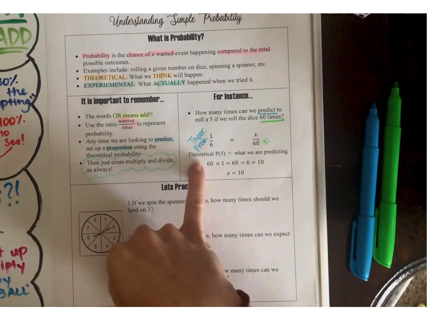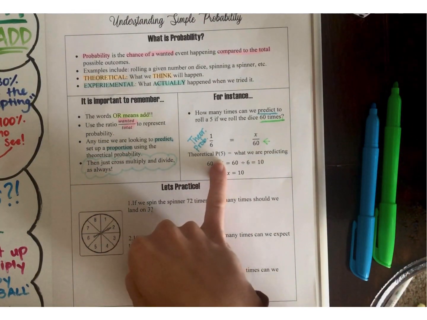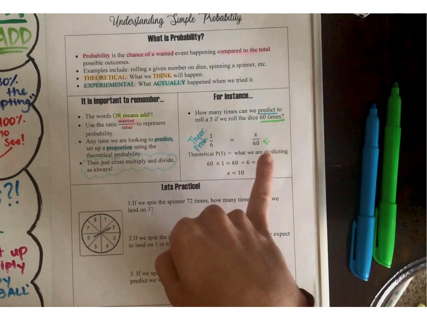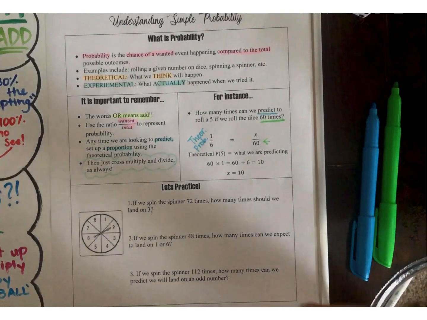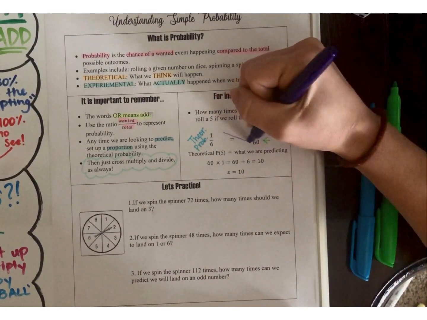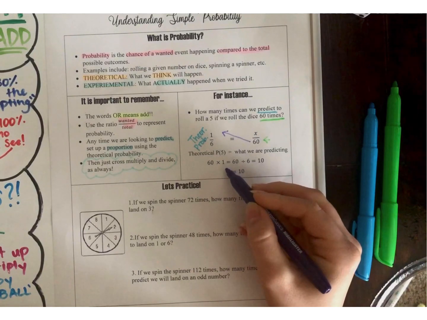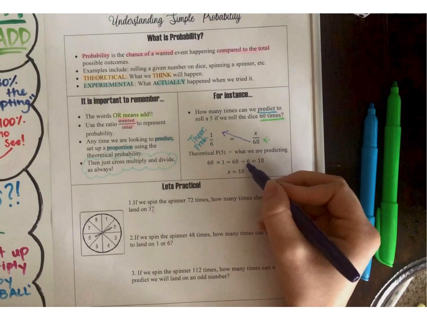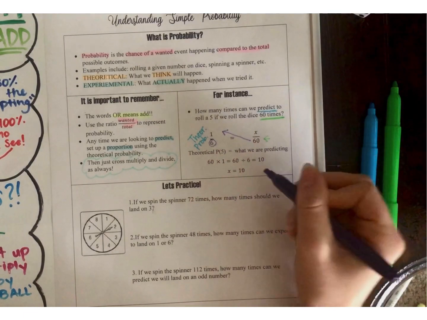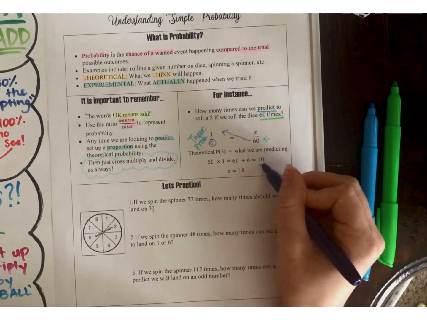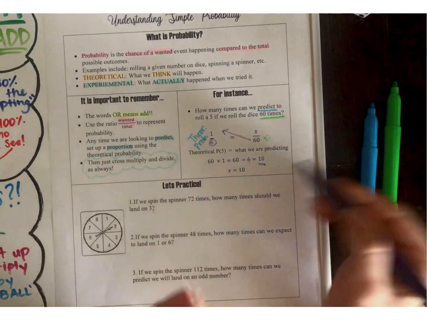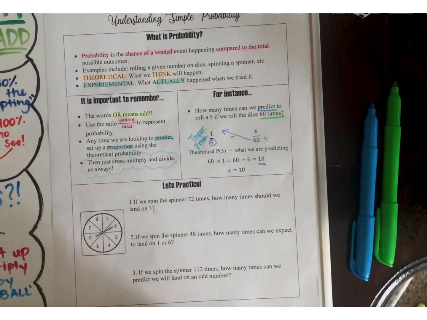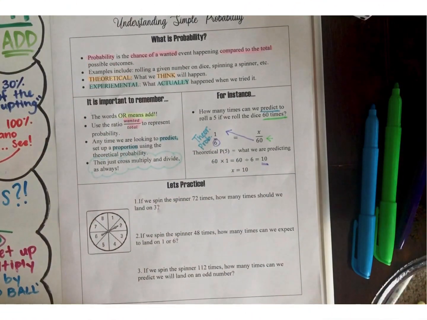Right, so here I have it written out. Theoretical probability of 5 equal to what we are trying to predict, okay? Then we cross multiply. We will do 60 times 1, which equals 60, and then divided by our oddball right here, 6, which gives us 10, meaning x is 10. Putting this into words, if we roll a dice 60 times, we can predict we'll get the number 5 10 times. All right, moving into some additional practice.